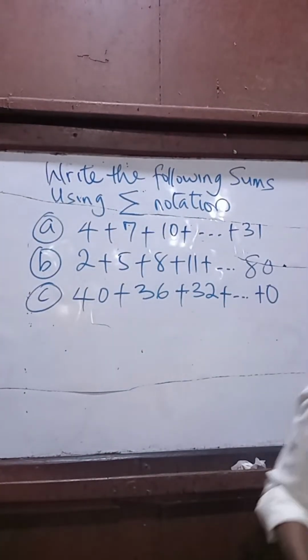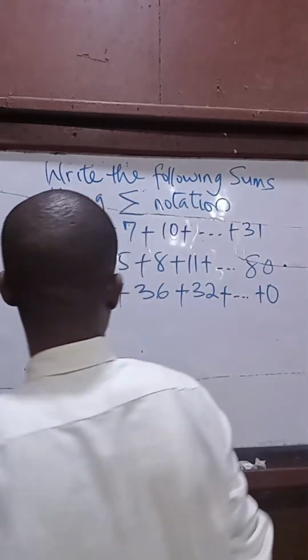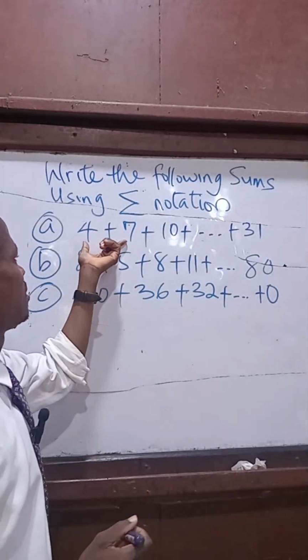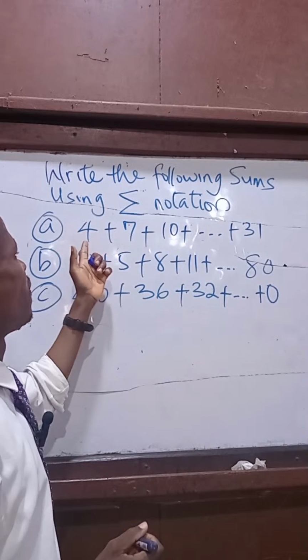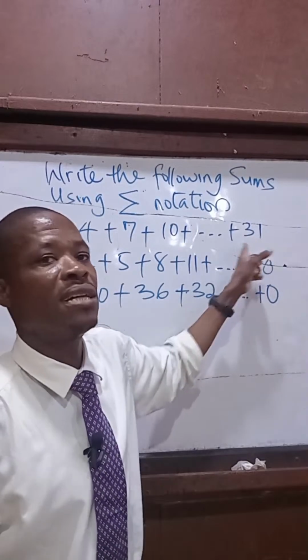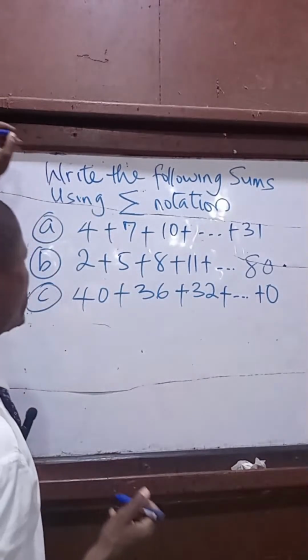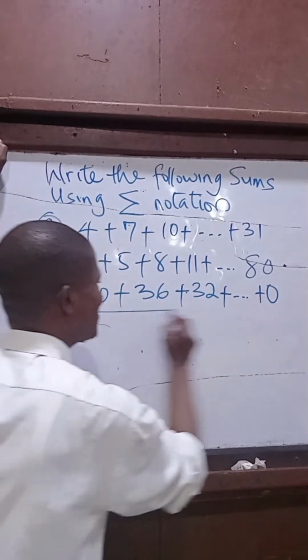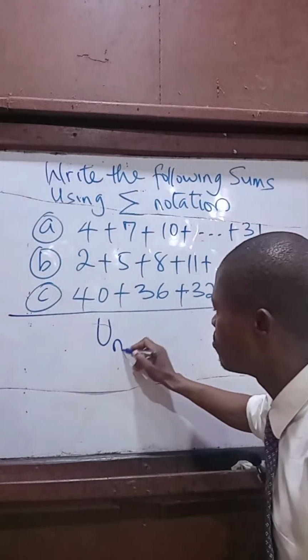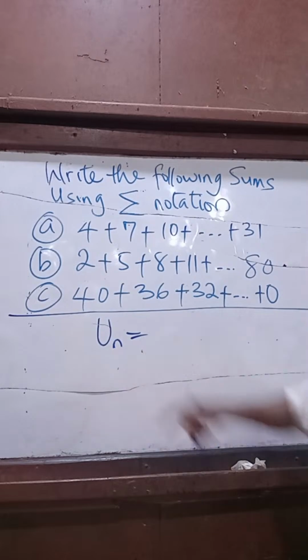Okay, let's see what we have here. Write the following sum using sigma notation. The first one, look at the pattern. The pattern is 4, 7, 10, and it goes on to the last number, 31. So what we do is to get the nth term. This is the symbol for the nth term.